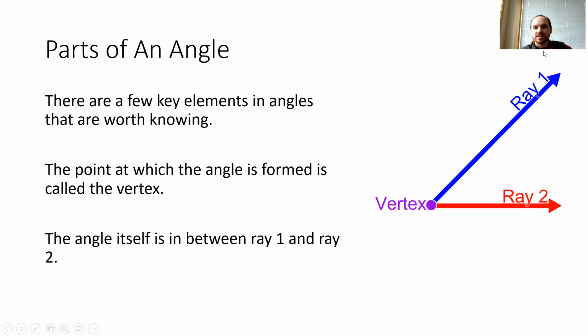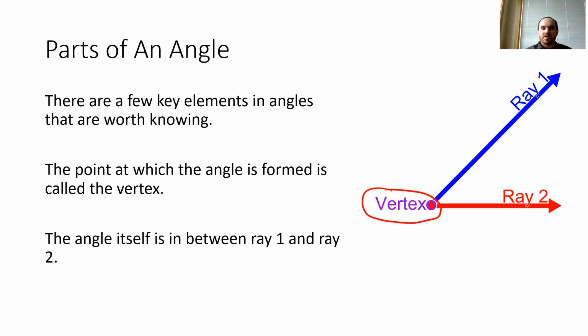Parts of an angle. So this one, I'm not going to make you write it down. What I do want you to know in some way, shape, or form, and you can even just label it on the back one, is the word vertex. So the vertex is the point at which an angle is formed. It's like the corner of the angle. So this right here is the vertex for this angle.